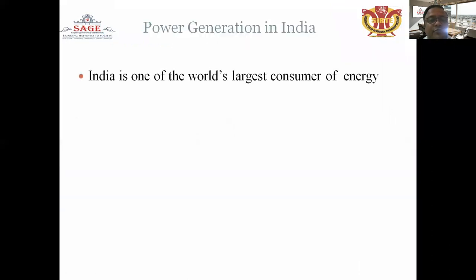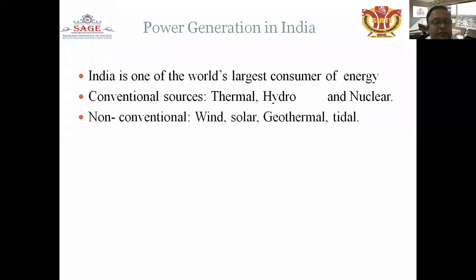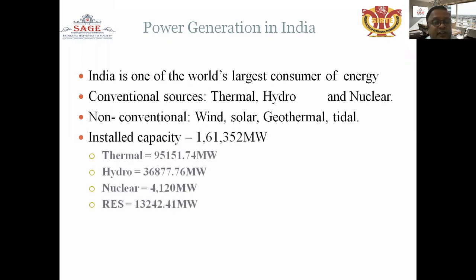This is the last slide of today's lecture. What is the power generation in India? India is one of the world's largest consumers of energy. The conventional sources are thermal, hydro, and nuclear. Non-conventional sources are wind, solar, geothermal, and tidal. The installed capacity is 161,352 megawatt.